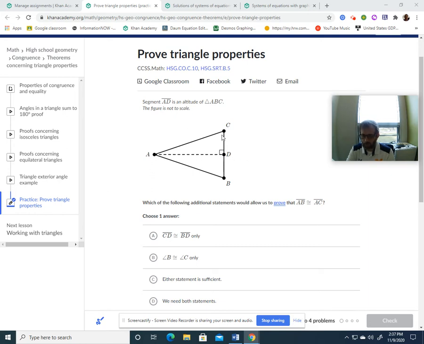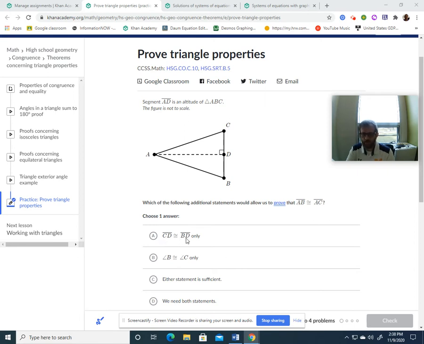So what we really want is this to be equal to this, that it cuts it in half, that it bisects it. Another angle also would help if we had another angle, because then if we did the side, we'd do side, angle, side. If we did an angle, we could do angle, angle, side. So there's a couple of different things that would help.